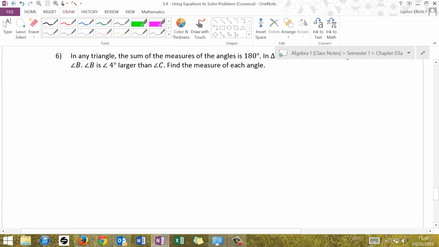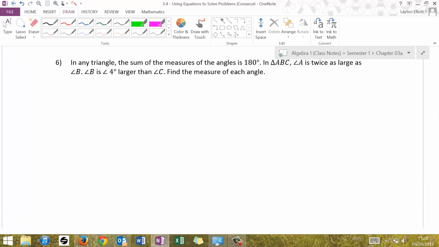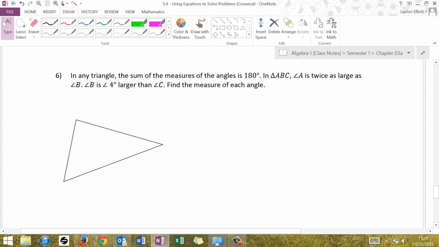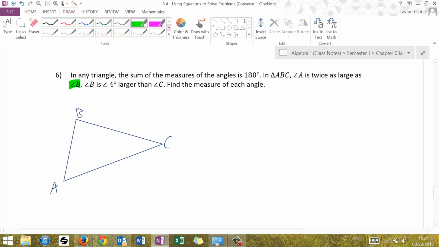Next one, we have a triangle, one of the most favorite objects of my calculus kids. The sum of the measures of the angles is 180 degrees. I'm just putting the triangle down so we can see we have an ABC triangle. But really, it says that in triangle ABC, angle A is twice as large as angle B, and angle B is 4 degrees larger than angle C. Notice how it refers to B twice. That's a good starting point.